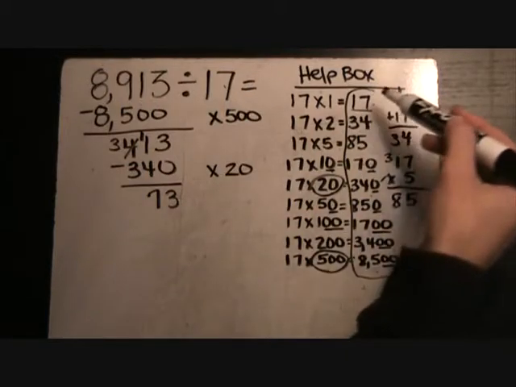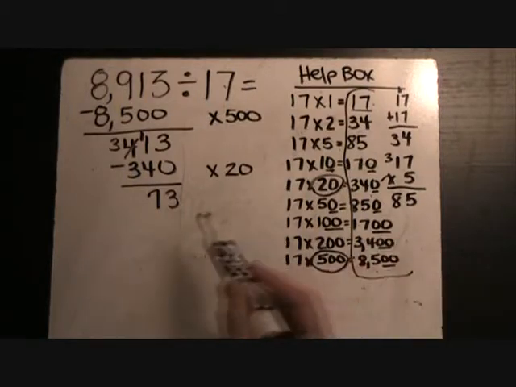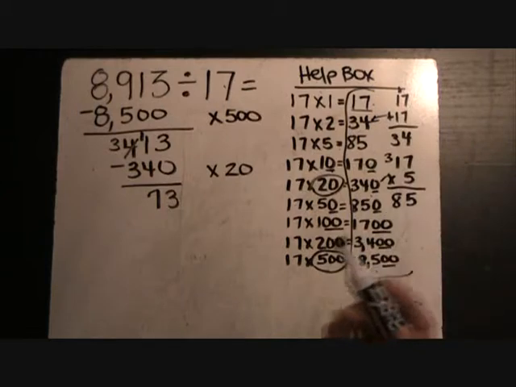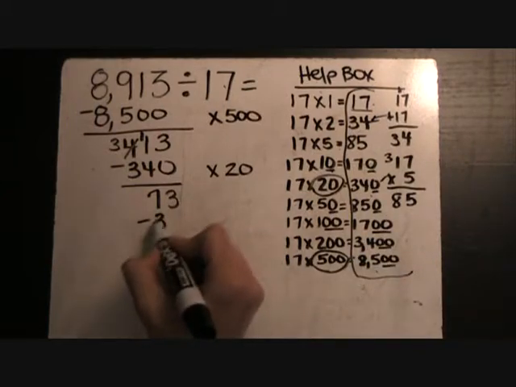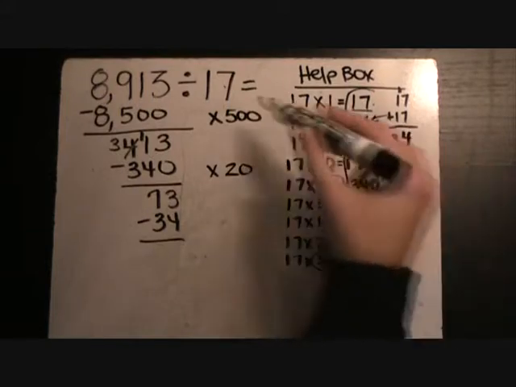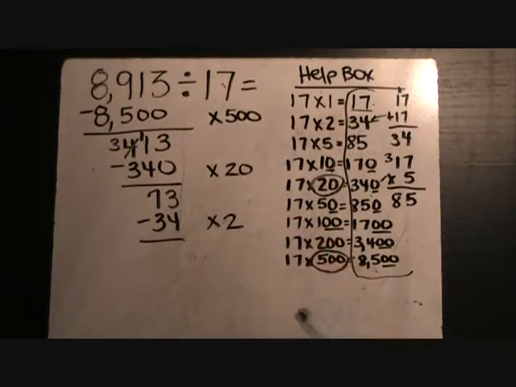So again, I need to look over to my help box and find a number that is large enough to subtract from 73. The number that I see is 34. So I'm going to say minus 34. And to the side, I'm going to write what did I multiply 17 by to get 34? It was 2. So now I'm going to subtract.